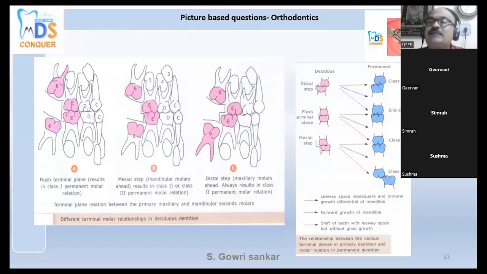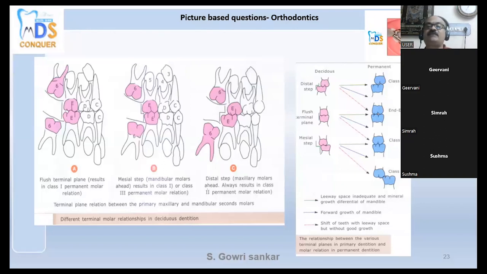Early shift is nothing but when there are spaces in the dentition, the molar lands in a class one relationship immediately after an end-on relationship. If it does not occur, the leeway space is utilized. This is called the late mesial shift. So utilizing the late mesial shift is your leeway space.